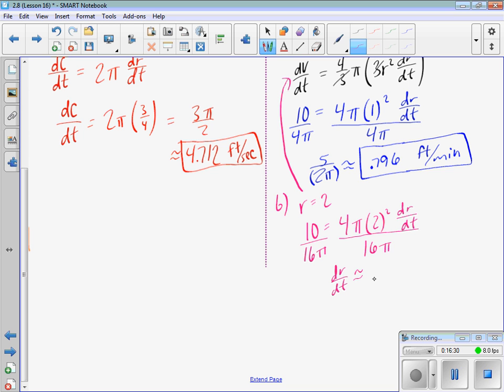What are we getting? 0.3. Okay. So 0.199 if we round to 3. And it would still be in feet per minute, right? Or you could write it as 5 over 8 pi. That's the same.